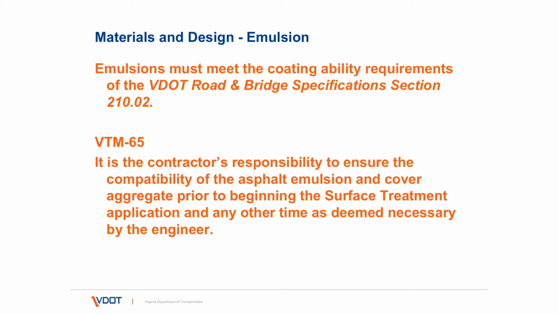CRS2 has to meet Type 2 coating ability in the VDOT Road and Bridge Spec Section 210.02. And the contractor is responsible for ensuring that the aggregate and the emulsion are compatible. They run a Virginia test method VTM 65 prior to the placement of the treatment and submit those results to VDOT.